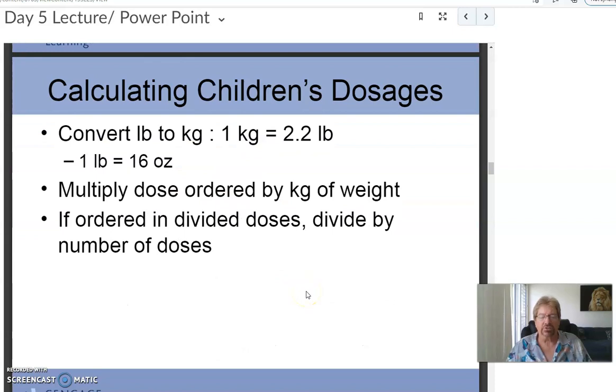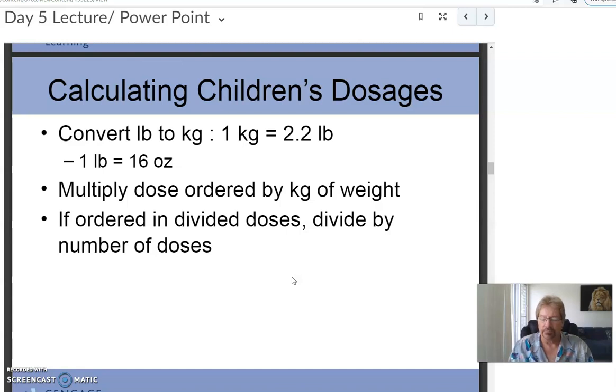Okay, calculating children's dosages. Now, on the exams, there will be some questions on this. It's all very simple. It only requires the simplest of arithmetic. The first thing is a lot of drugs are milligrams or milliliters per kilogram of body weight. And of course, chances are the patient's weight is going to be recorded in pounds, so you have to convert it.